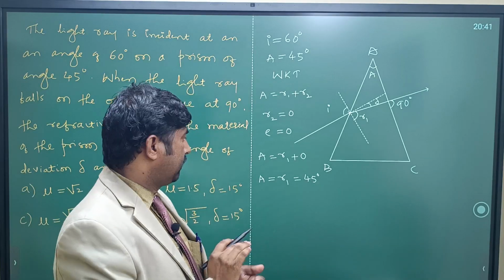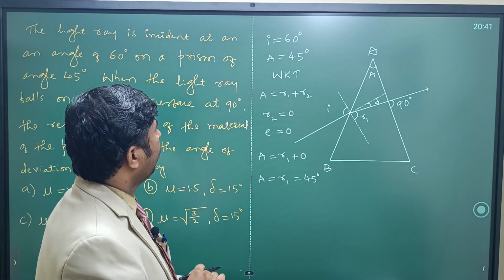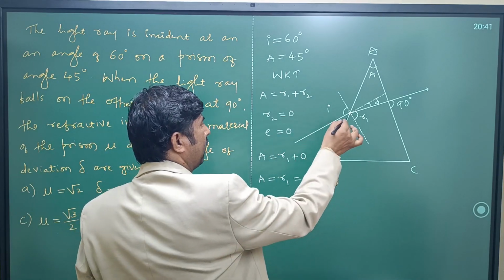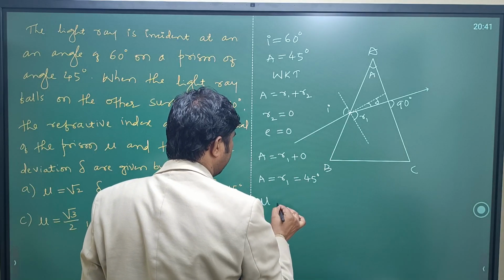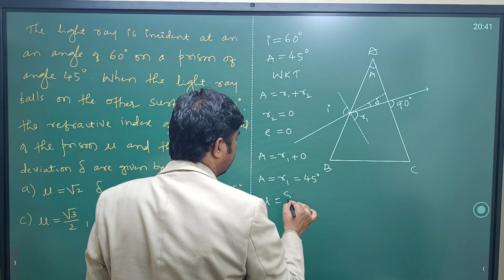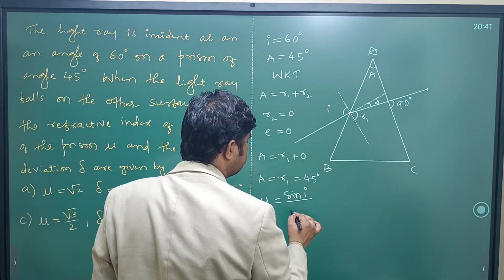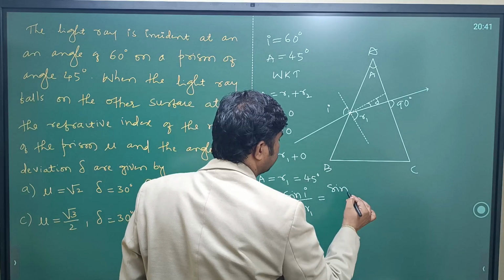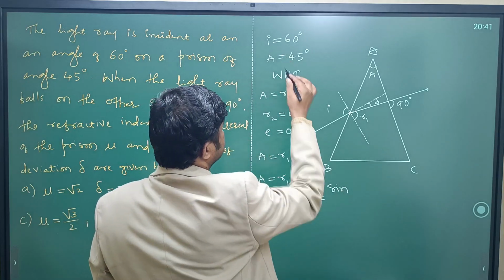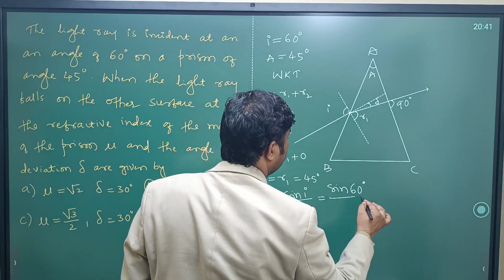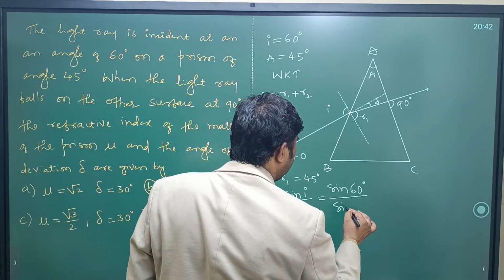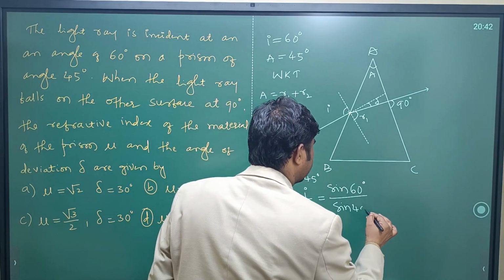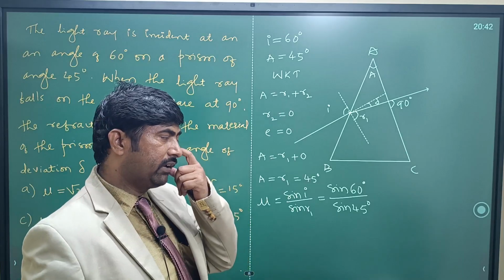Are you clear? Then moving to the next concept, let us calculate refractive index of this prism. How to calculate that? Apply Snell's law for this AB surface, that is mu is equals to sin I divided by sin R1. So sin I, what is the angle of incidence here? Angle of incidence is 60 degree. Then sin of R1, R1 value is 45 degree.